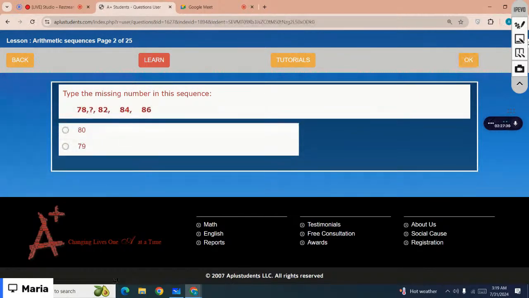Okay, type the missing number in the sequence. So which number is missing? Yes, the missing number is 80. Option number 1 is the correct option. The missing number is 80.